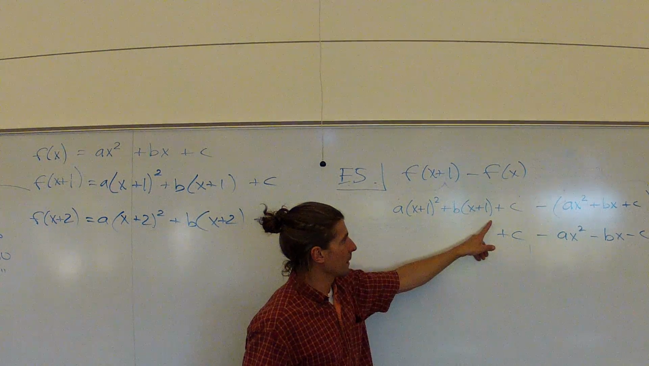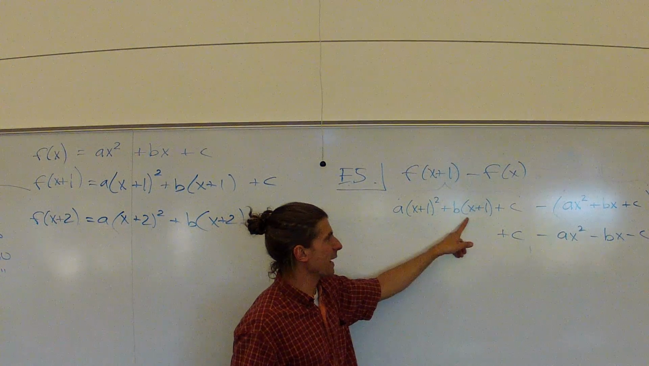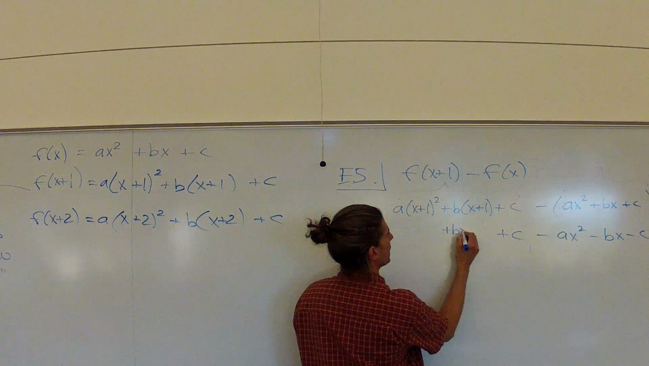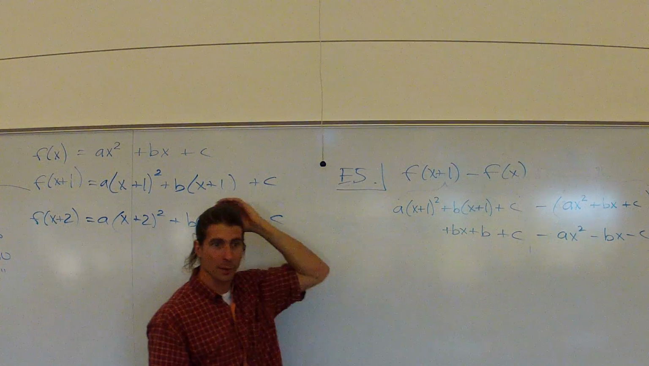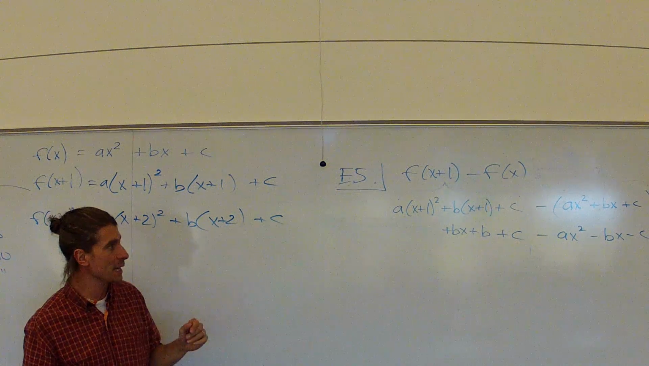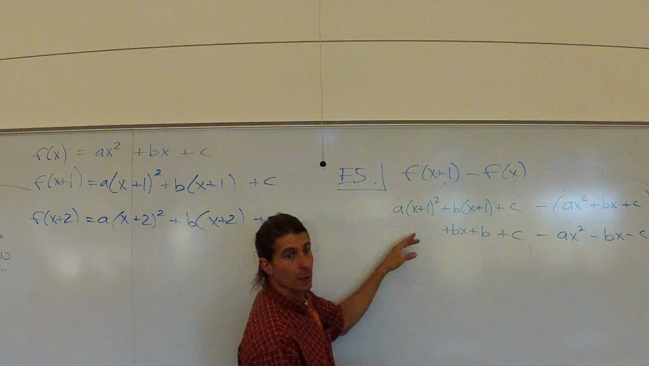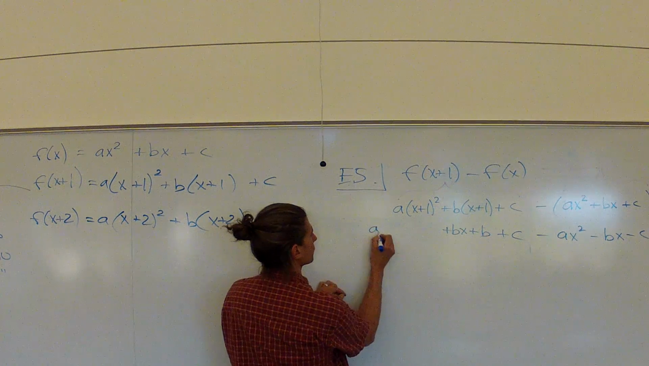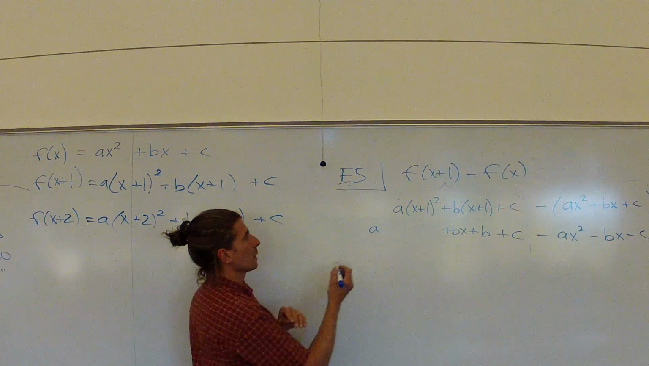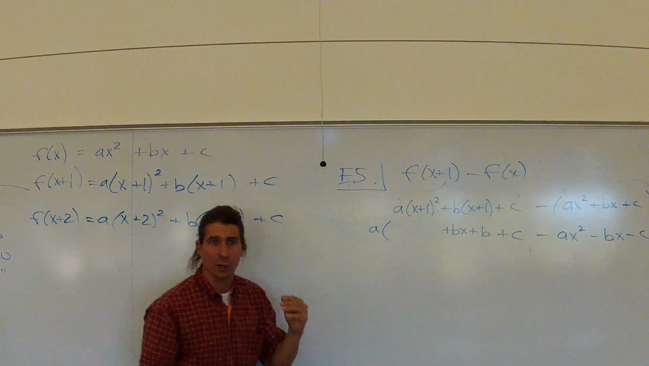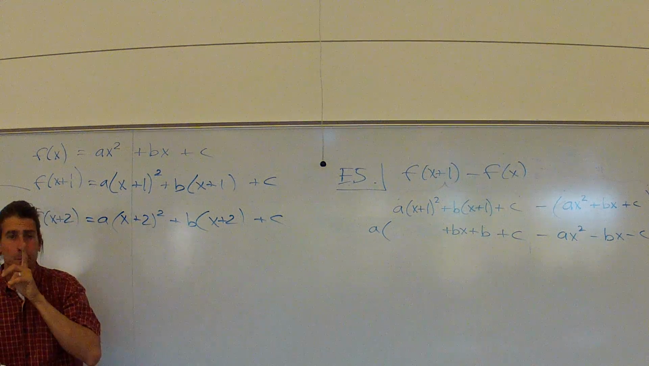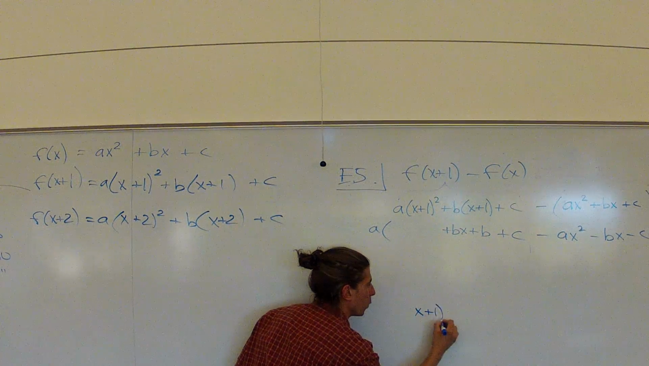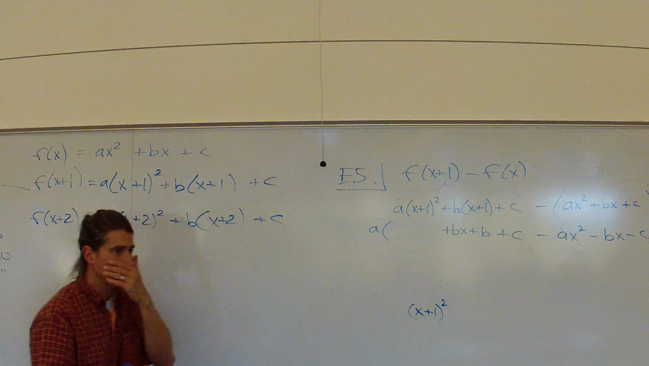How about this guy right here? This b(x plus 1). What should we do here? That's going to be plus bx plus b. That's going to be right there, right? Plus bx plus b. And then here we're going to have, this is where it gets a little bit challenging algebraically, mathematically. You're going to have an a, right? a times (x plus 1) the quantity squared. Let's come down here. x plus 1 the quantity squared.